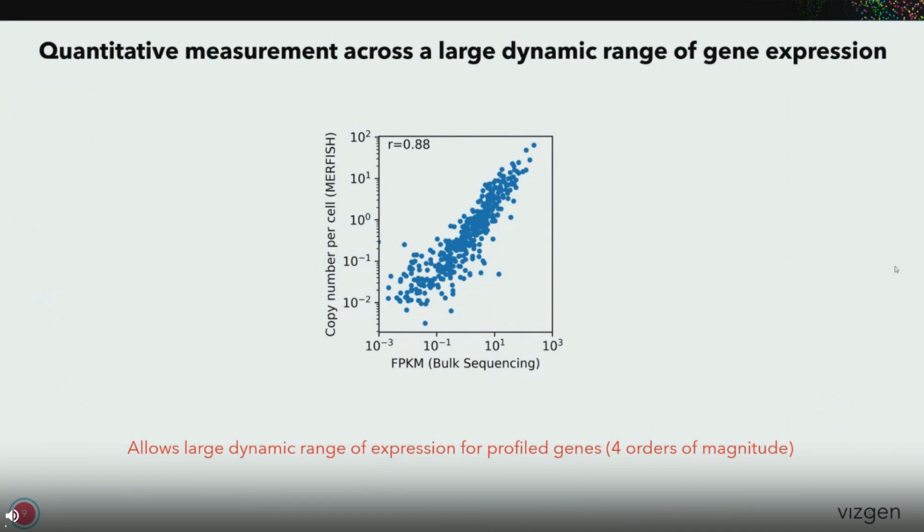On the y-axis, you're seeing the copy number per cell counted by MERFISH, and on the x-axis, the FPKM values from bulk RNA sequencing. You can see that in general, MERFISH has excellent correlation with RNA-seq, with a correlation coefficient around 0.88, and this linear range spans more than 4 orders of magnitude. This large range is very important for lowly expressed genes to be accurately profiled. If you look at this, we can profile genes not only at high FPKM value, but also at lower FPKM value very accurately.